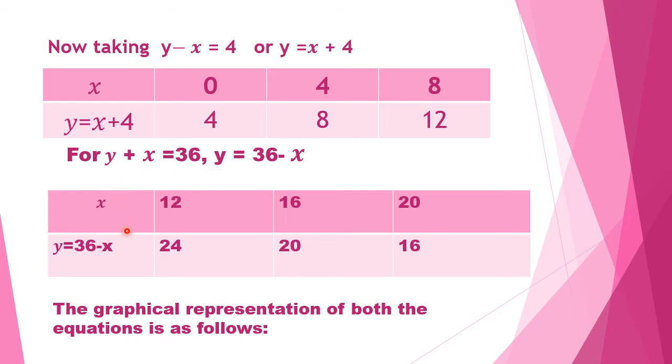Again, I will suggest that you write the value of y is equal to 36 minus x over here. Some of you are in the habit of writing only y, and then every time you have to refer over here, which will be a loss of time. Now one by one substitute the values of x. Here I have taken 12, 16 and 20. You can take any of the values of x. You will get the corresponding values of y.